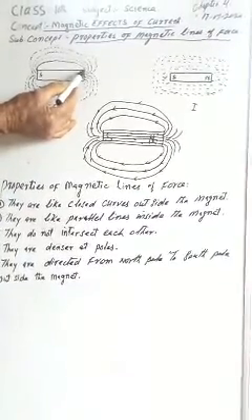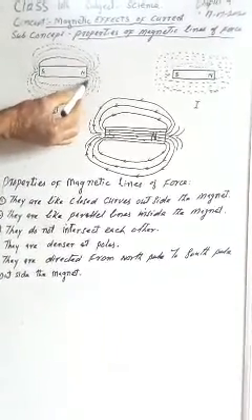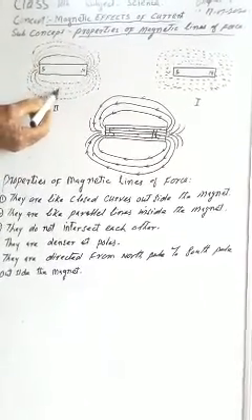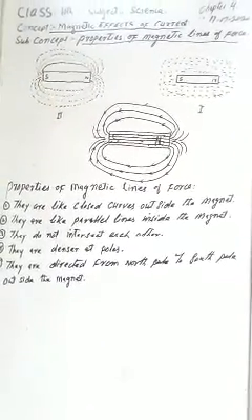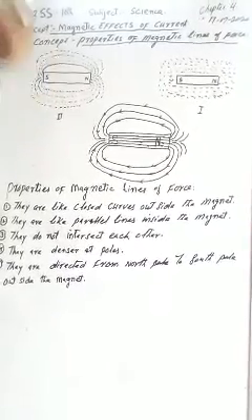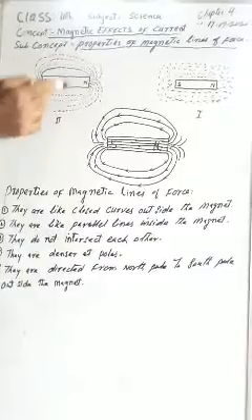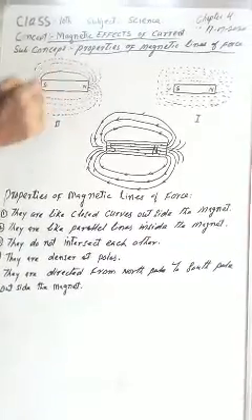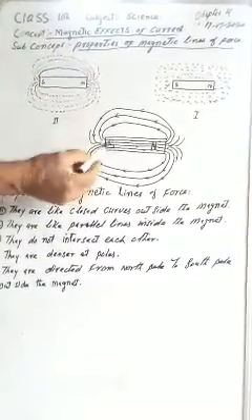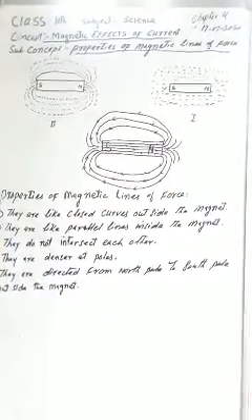See how many lines are at this pole. For example, 1, 2, 3, 4, 5, 6, 7, 8, 9, 10. But how many lines are here? 1, 2, 3, 4. Similarly, there are 10 lines on this pole and there are 4 or 5 lines here. It's clear that magnetic lines of force are like closed curves around the magnet. They are denser at poles. Inside the magnet they are like parallel lines. This is the third property.